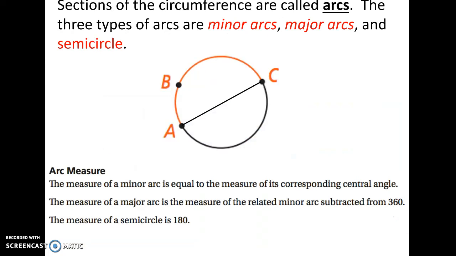All right, sections of the circumference are called arcs. There are minor arcs, major arcs, and a semicircle. Check out how they're defined. A minor arc is equal to the measure of its corresponding central angle. A major arc is the minor arc subtracted from 360. And then we know a semicircle is half of a circle. So if we think about what that angle would be, half of a circle would be 180 degrees. And notice that a semicircle is formed with a diameter of the circle. We'll be able to discuss these more in class, but I am going to go through an example of how to find these measures of arcs.